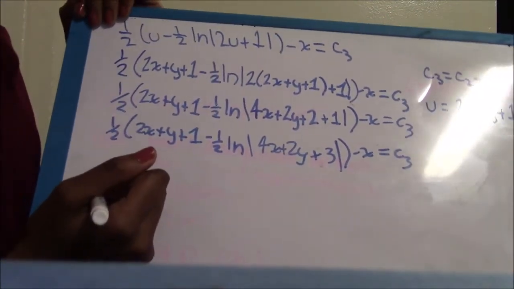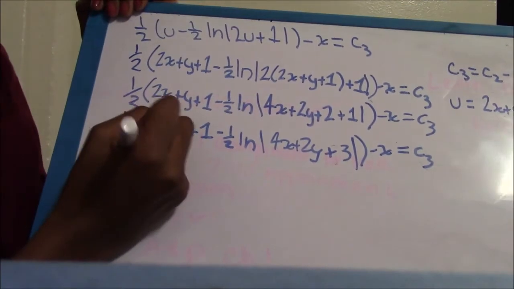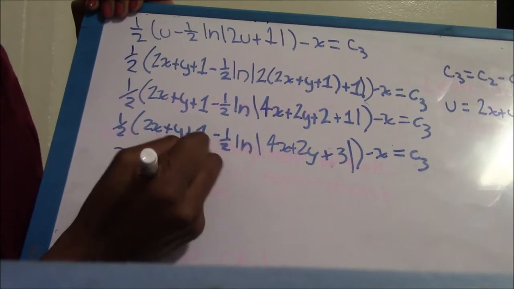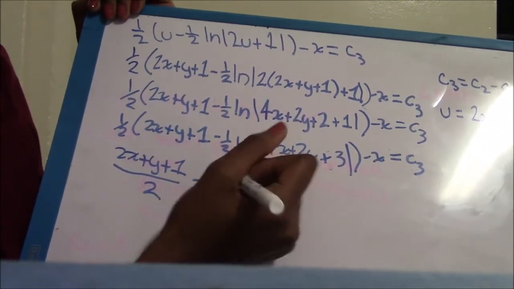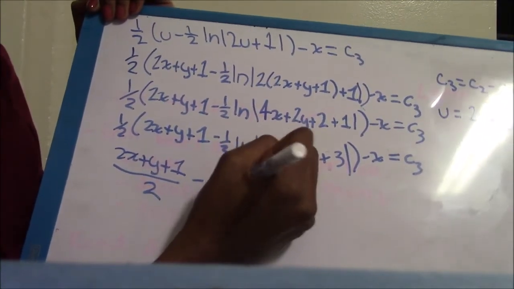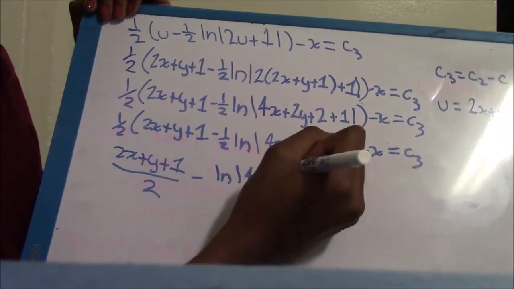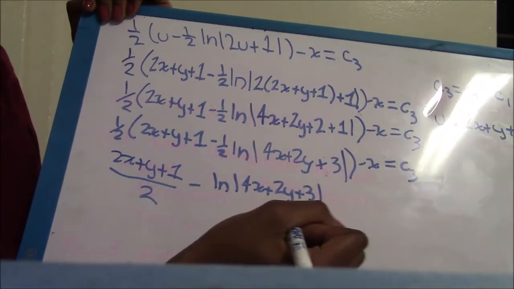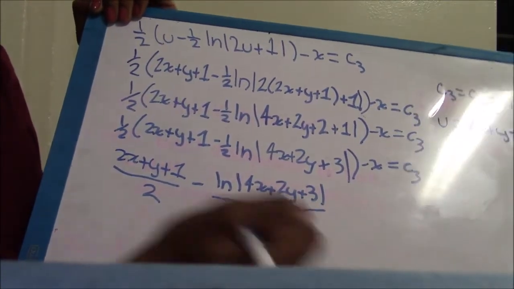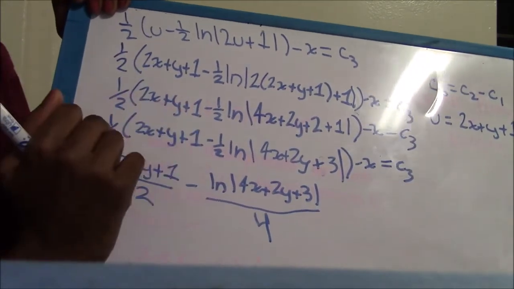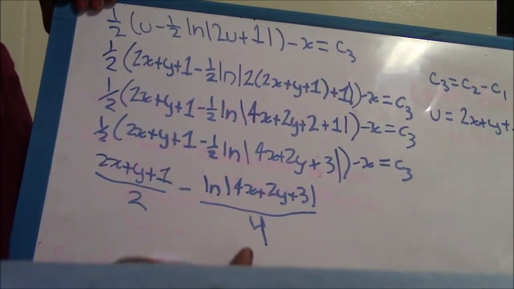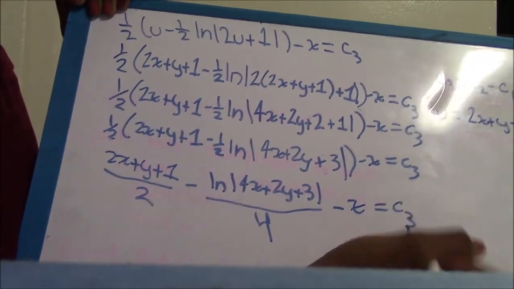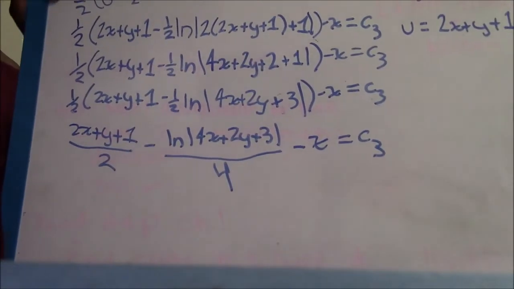Minus x. Now we want to distribute that 1/2 in. So it's going to be 2x plus y plus 1 over 2 minus the ln of 4x plus 2y plus 3. Remember your absolute value sign still. All over 4, because when I multiply that 1/2 by that 1/2, it's going to be 1/4. Minus x equals C3.